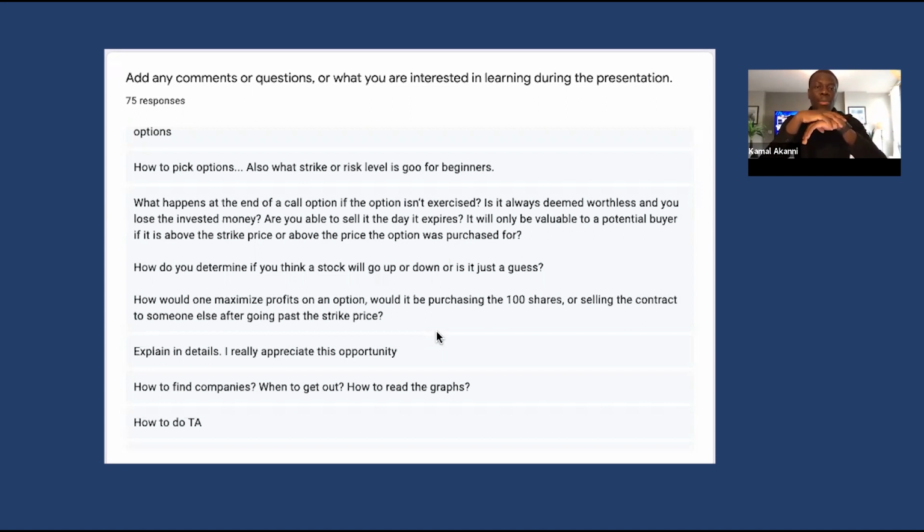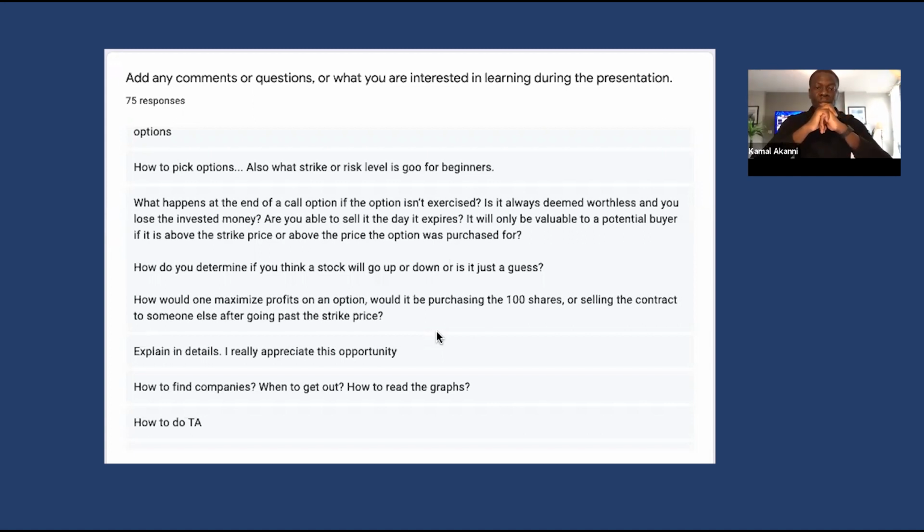I wouldn't say above the strike price. It really just depends on what you're looking at. If you're looking at a call, you want it to be above the strike price to be in the money. If you're looking at a put, then you want it to be below the strike price to be in the money.